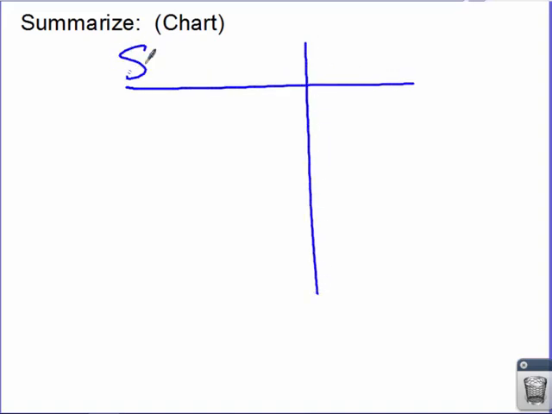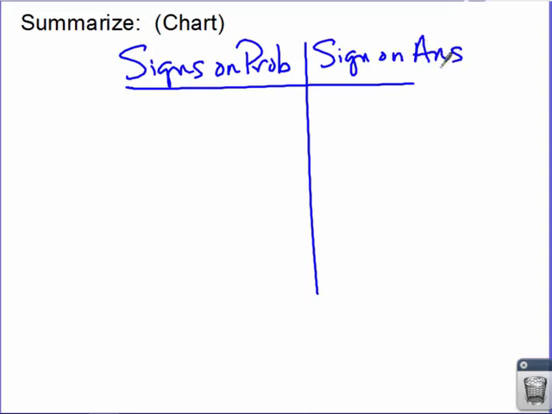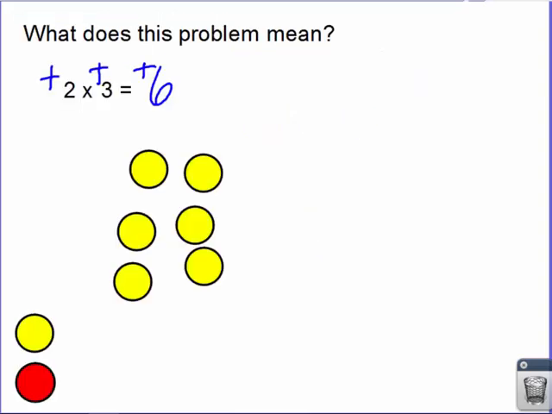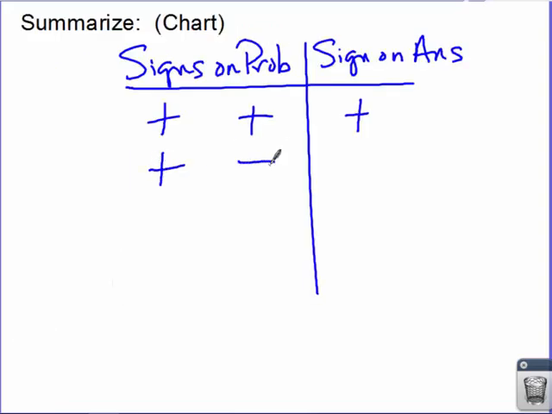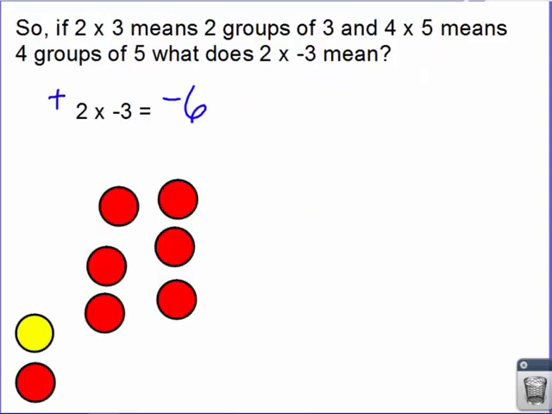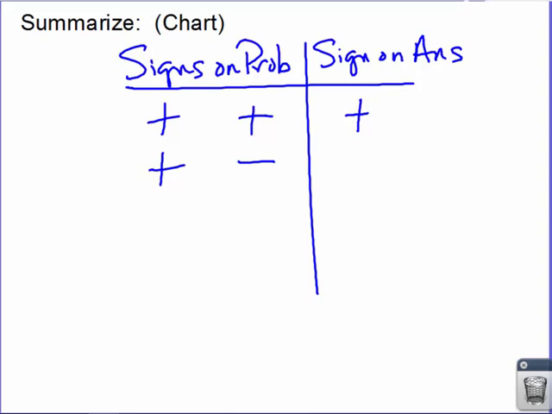So if we were to look at this in terms of a chart, what we found out is that in this chart, signs on problem again, this time for multiply and divide, this one's going to say sign on answer. If I had a positive times a positive, what kind of answer did I get? A positive answer. Positive times a positive gave me a positive. What if I had a positive times a negative? That gave me a negative as an answer.